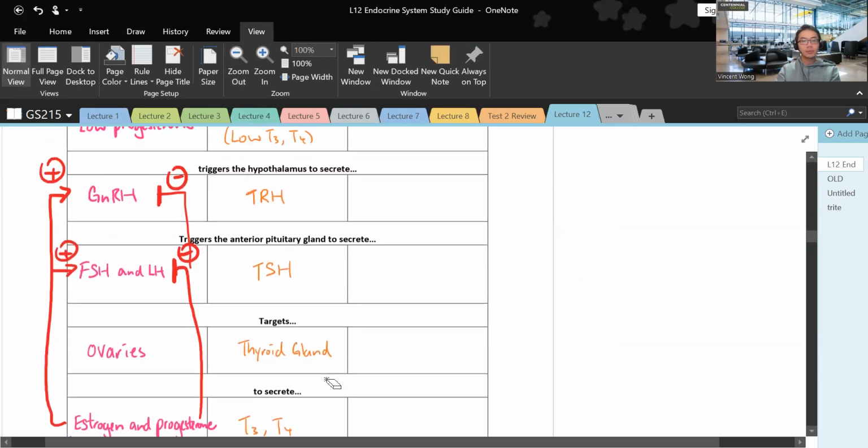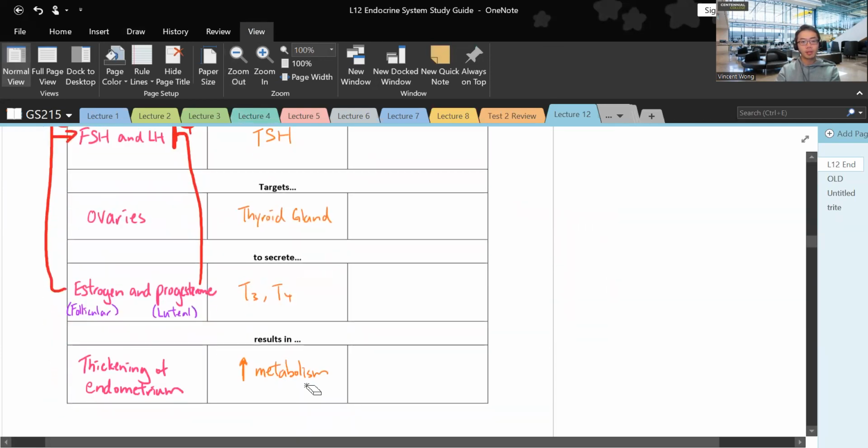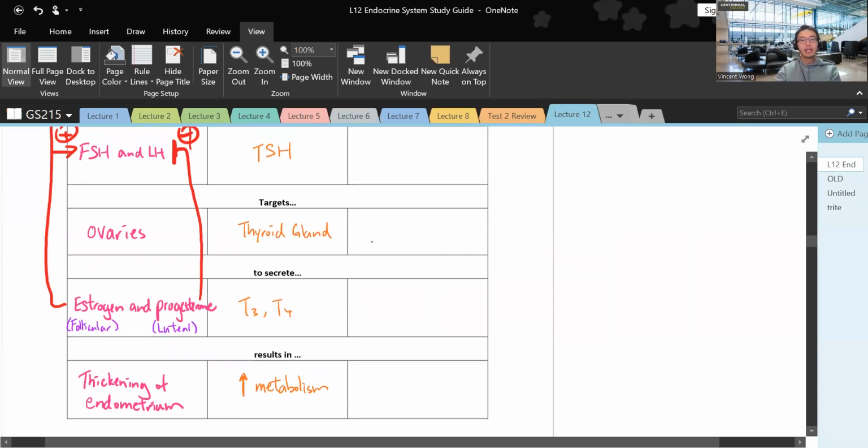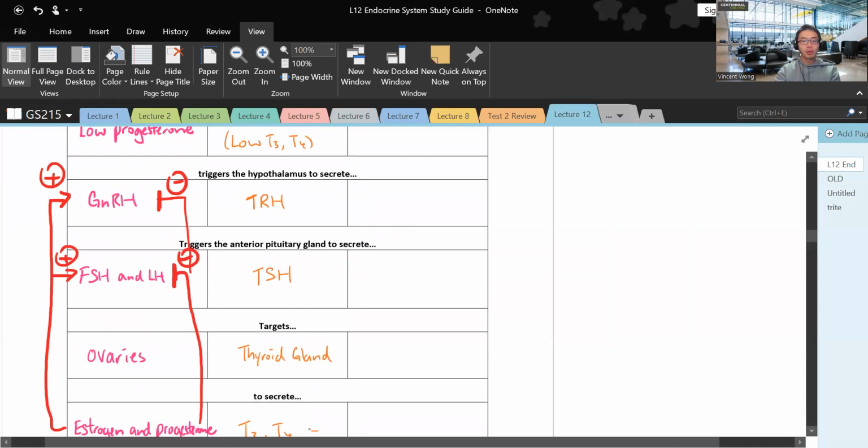Okay, and then the T3 and the T4, sorry, I'll let you copy that down first. And then just like the reproductive system, we want to slow down the production of T3, T4 now that we have an adequate level. We don't want to keep on secreting it, otherwise we would have too much metabolism, right? And so the T3 and the T4 will go back and we will have the negative feedback.